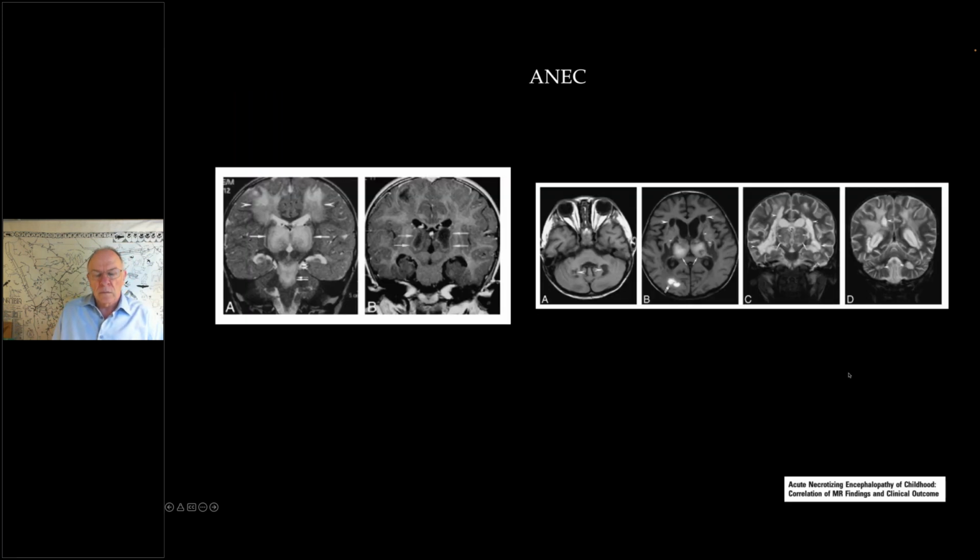At this point, possibly thinking of ANEC involving the deep gray nuclei and the white matter, and the imaging findings can also be present in dengue related infections. But the dilemma was on the follow-up imaging.